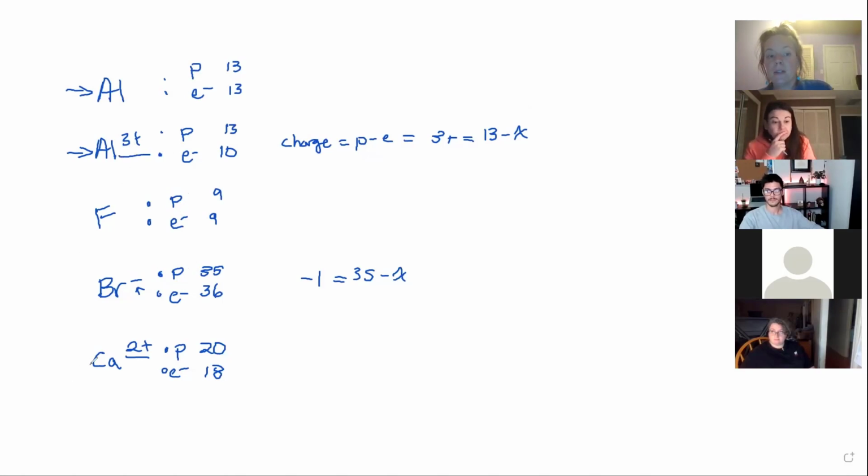Remember the positive guys, these two here, we would call those cations. This thing here, we'd call an anion, and these would just be the neutral atom.